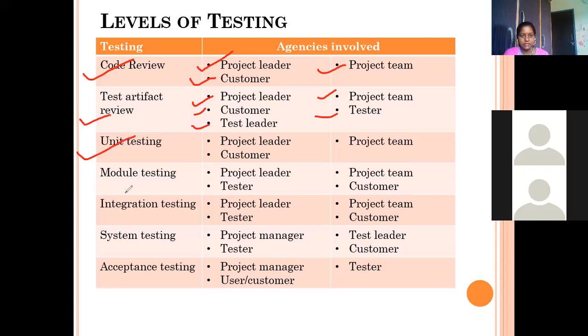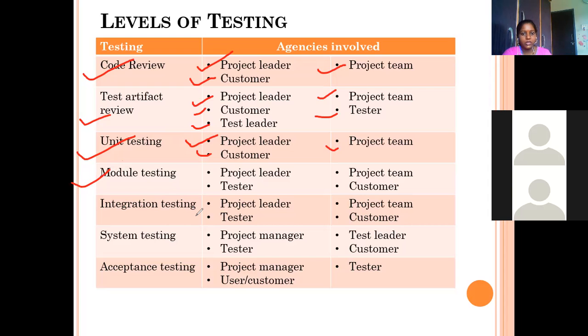Then unit testing. For this process, a unit is the smallest part of your project. Unit by unit you will be completing your project, and that part you will be presenting to your customer. So that's why the project leader, your customer, and the project team are the agencies involved in this particular activity.